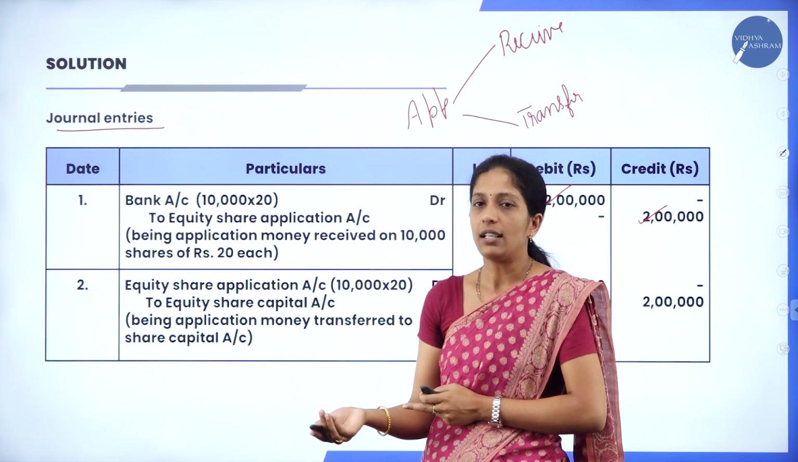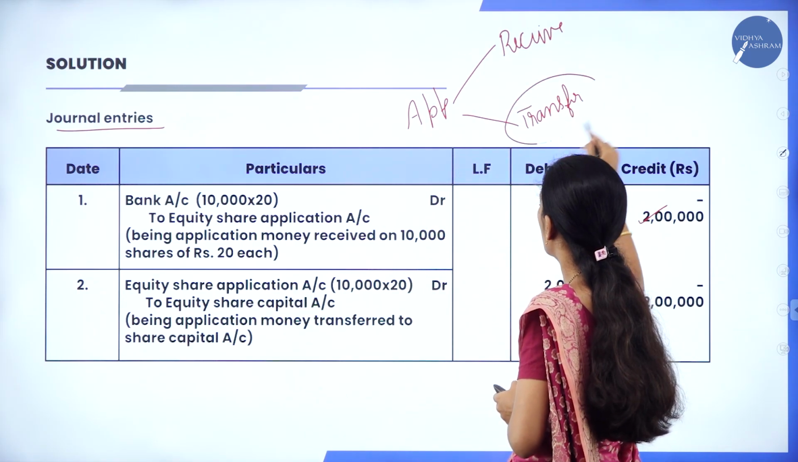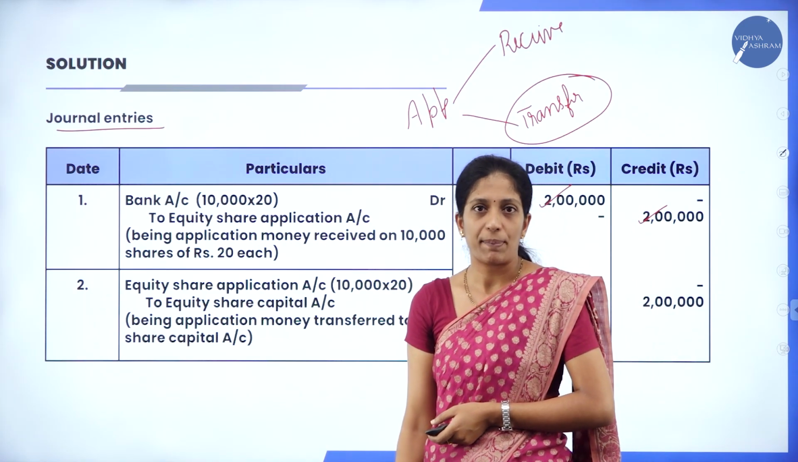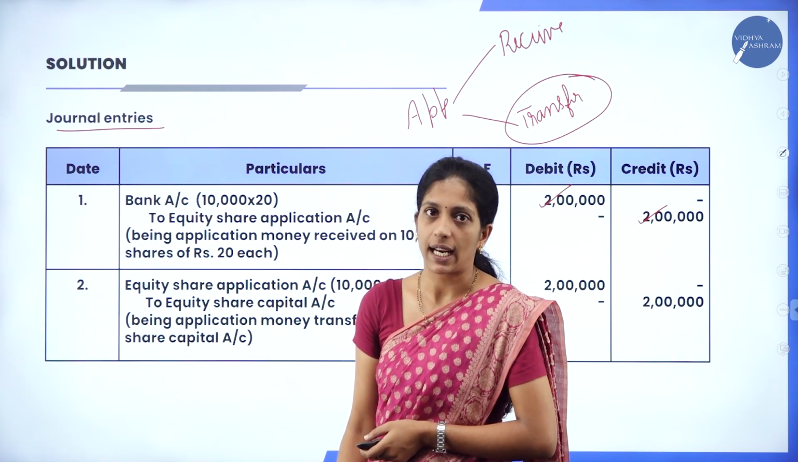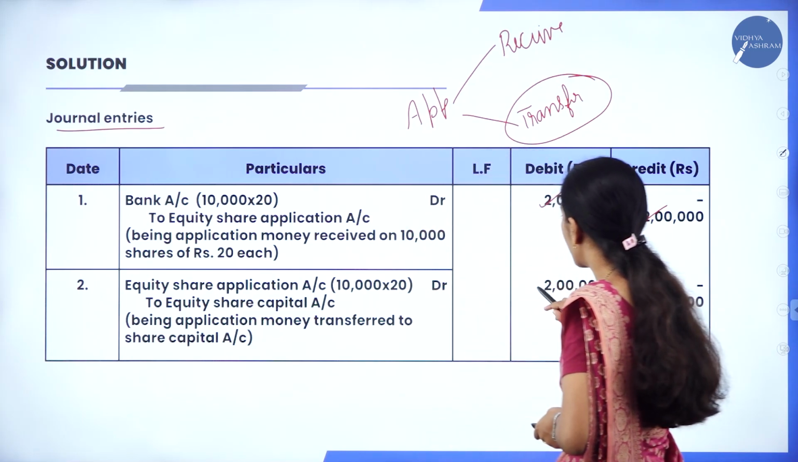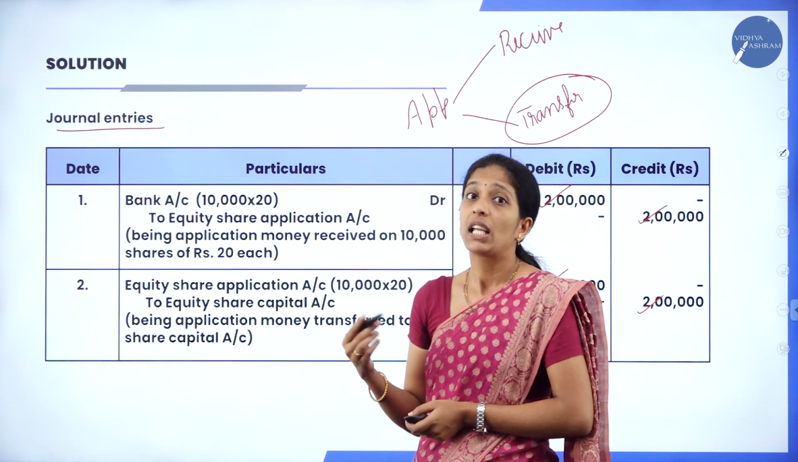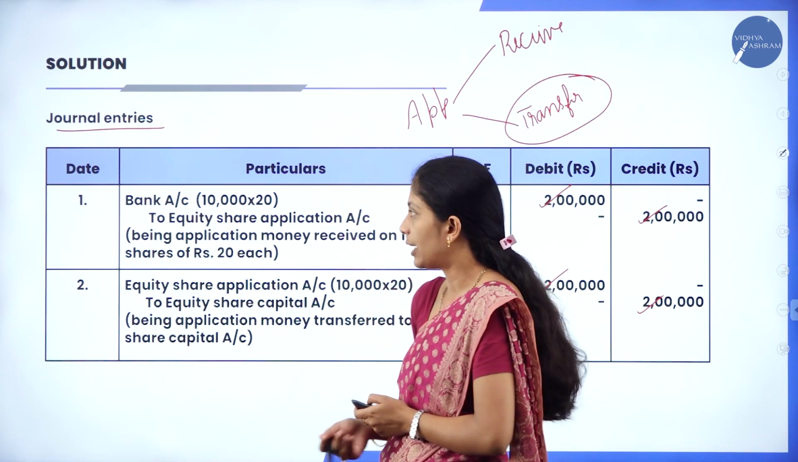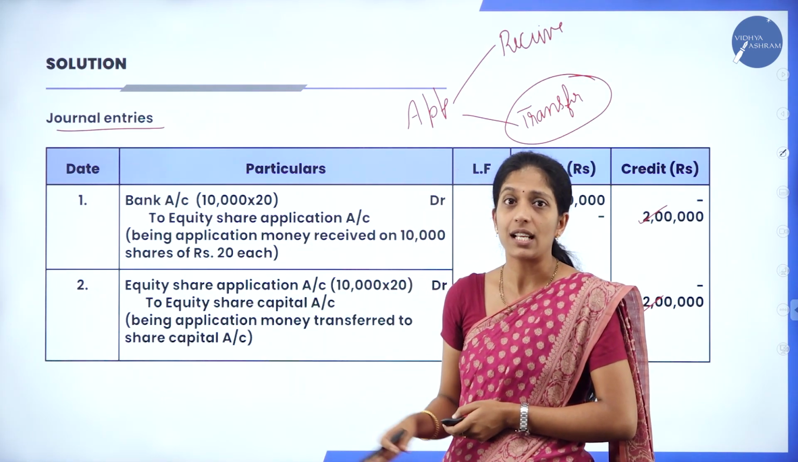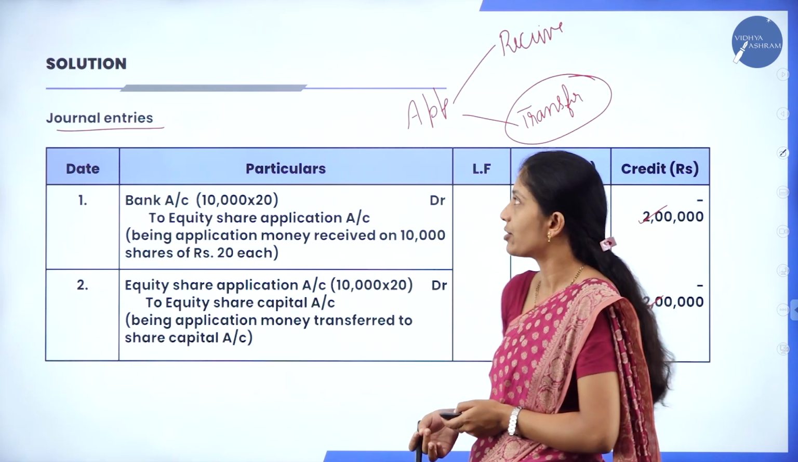Now after receiving, you will transfer. What is your entry? Equity share application account debit to equity share capital account. So whole 2 lakh will be transferred to equity share capital account. So clear about these two entries. So this is regarding your application.